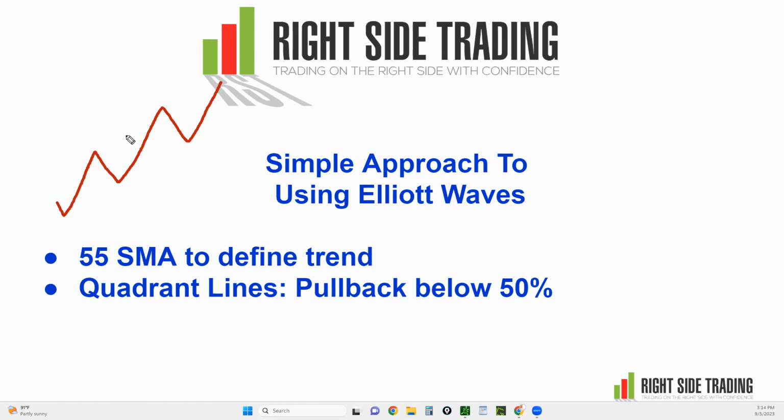Okay. And so I'm going to show you what that looks like. But you can take this down: 55 moving average to define the trend, quadrant lines. I want to see a pullback below 50, preferably. All right.